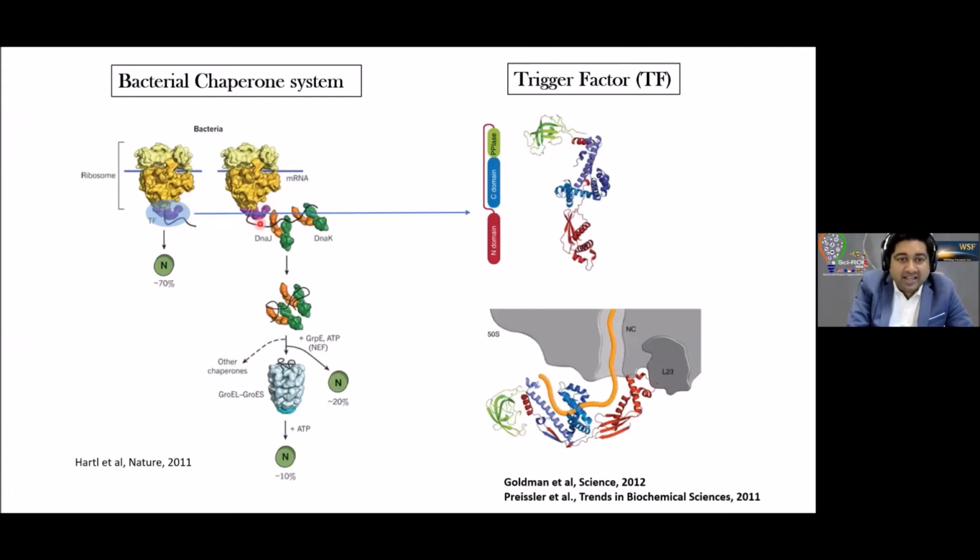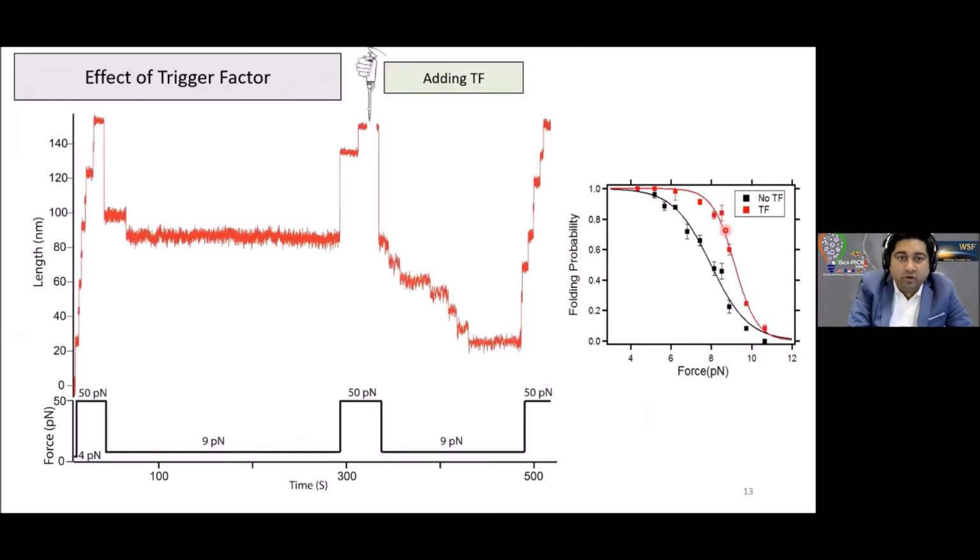So now you can see a real example where the chaperone is working under force. I would like you to focus on this picture, where the protein is coming out of the ribosome and interacts with the trigger factor. The paper by Goldman et al. shows that this force is around 9 to 10 piconewton when it interacts with the trigger factor. So till now, trigger factor has been studied in the absence of force, to understand how it helps the protein to fold.